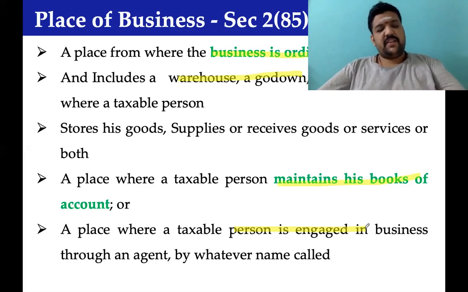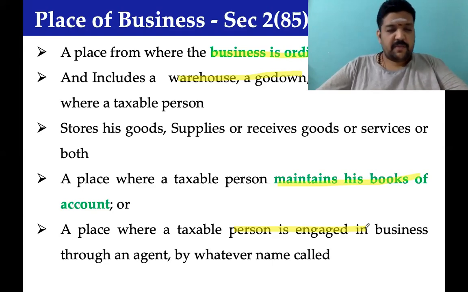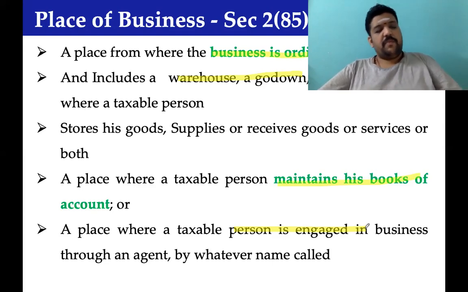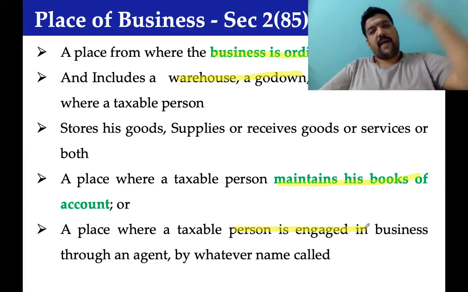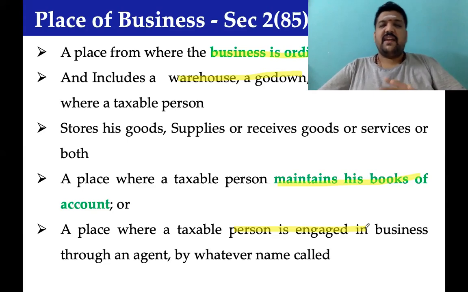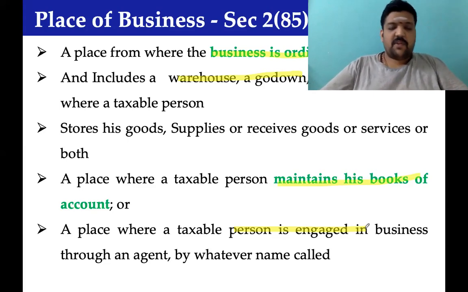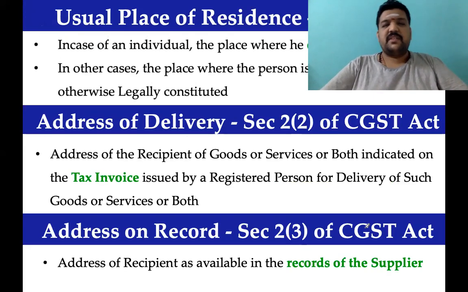Is there a difference between POB and PPOB? Yes, there is a possibility. POB, place of business. PPOB, principal place of business. Principal place of business means on the face of the certificate, address will be mentioned. POB means at the back of the certificate, address will be mentioned. Both are places from where business operates.